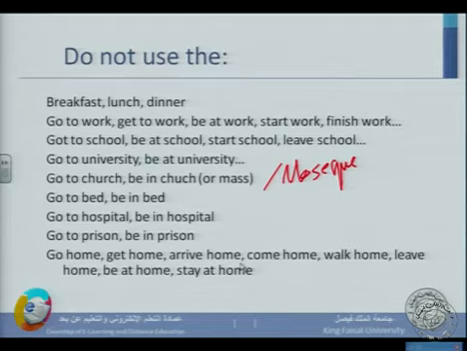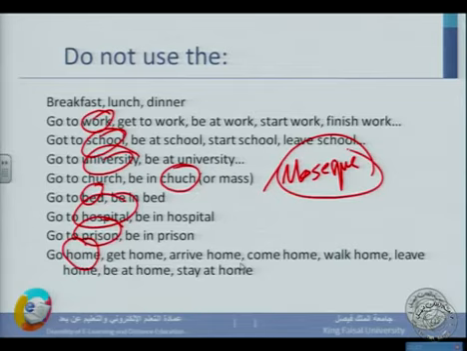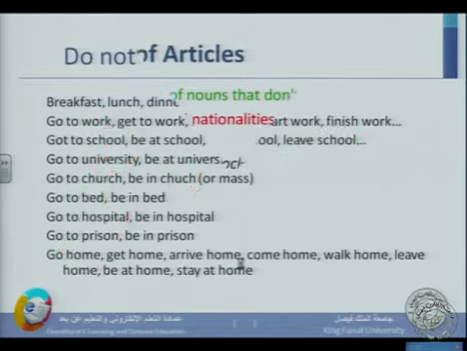Go to bed. Okay, ما بحكي go to the bed. Go to prison. Go home. Get home. Arrive home. Come home. Walk home. Leave home. Be at home. Stay at home. So please do not forget. Do not use the with work, school, university, mosque or church, bed, hospital, prison, home. So try to pay attention to the uses of the.